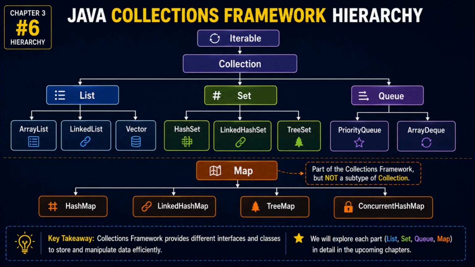Separately, you'll notice Map. This is a very important interview concept. Although Map is part of the Java collections framework, it does not extend the Collection interface. Instead, Map has its own separate interface hierarchy because it stores key-value pairs, whereas Collection is designed to work with individual elements. We'll understand this difference in the next section.